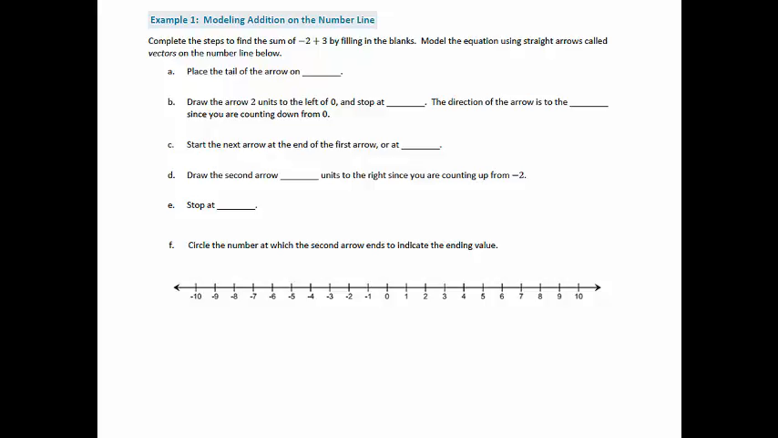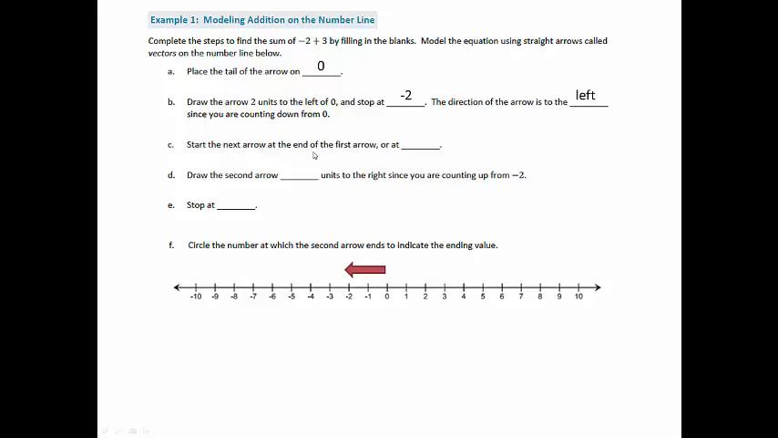To start, we're going to place the tail of the arrow on 0. Whenever we start an equation, we're going to start at 0. Our first number is -2, so we're going to draw the arrow 2 units to the left of 0 and stop at -2. The direction of the arrow is to the left, since you're counting down from 0. This is what the arrow would look like.